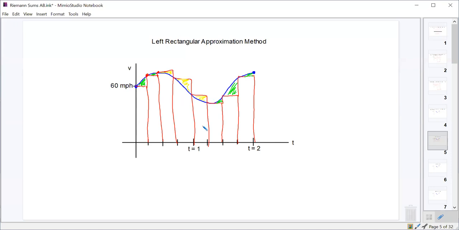Is it going to be perfect? No, it's not going to be perfect, but it's going to be okay, right? It's going to be a decent approximation. What could we do if we wanted to make this approximation better?